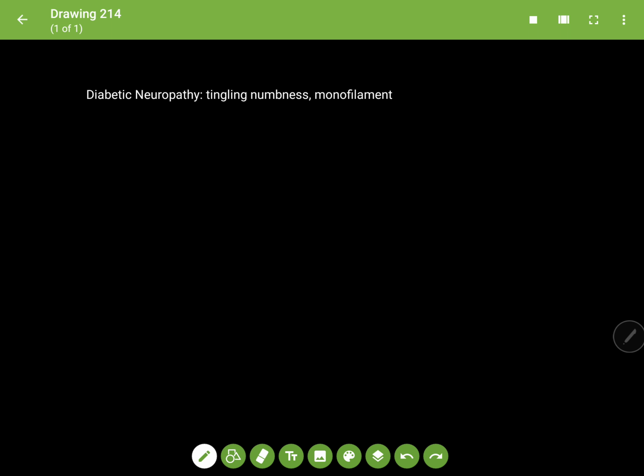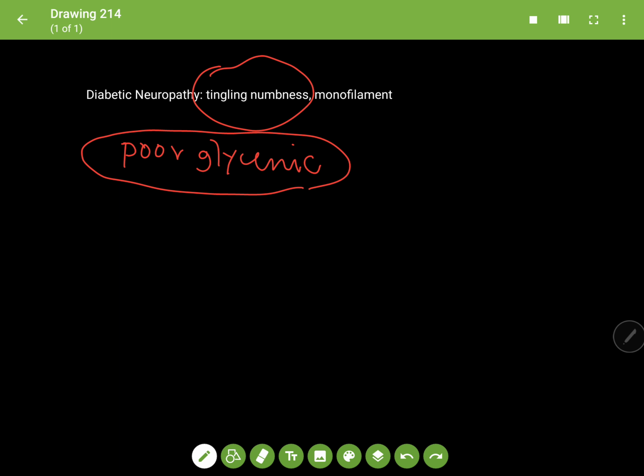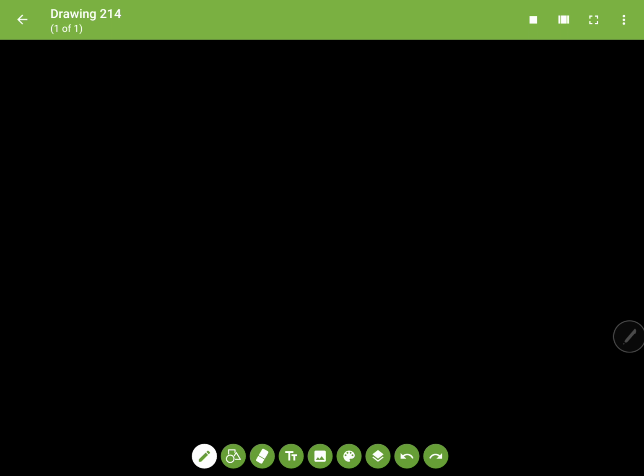So I just want to go over this concept of diabetic neuropathy, and oftentimes we associate it with tingling, numbness, and the monofilament test, but also poor glycemic control. And when you've gotten to a point where glycemic control just isn't enough and there is semi-permanent or permanent nerve damage, you've got to think about how you're going to control the neuropathic pain. So I'm going to go over the mechanisms by which we do control the pain.